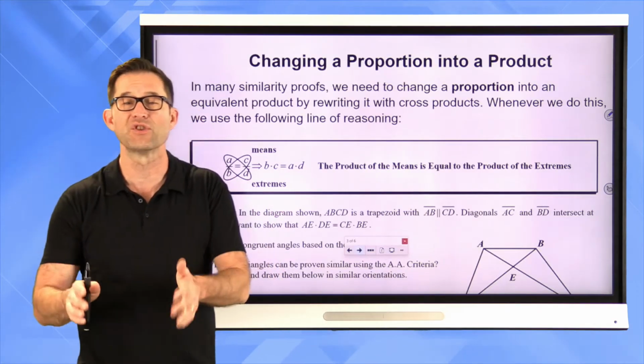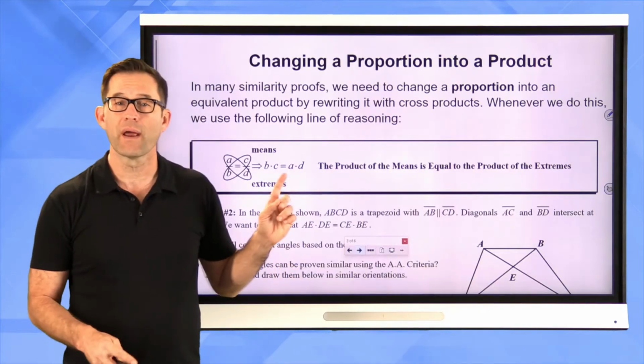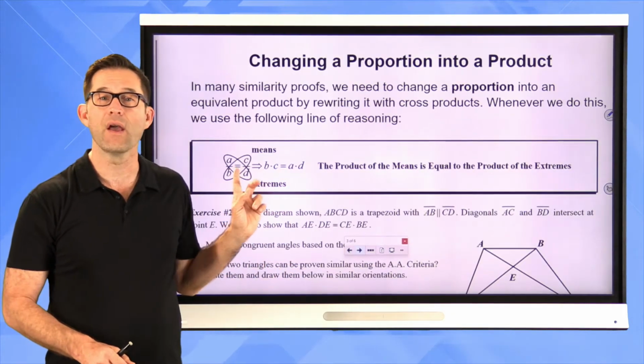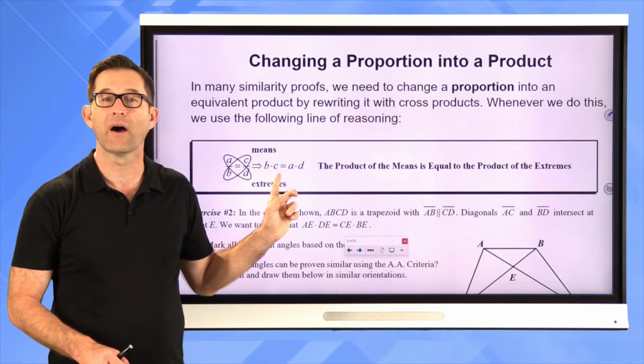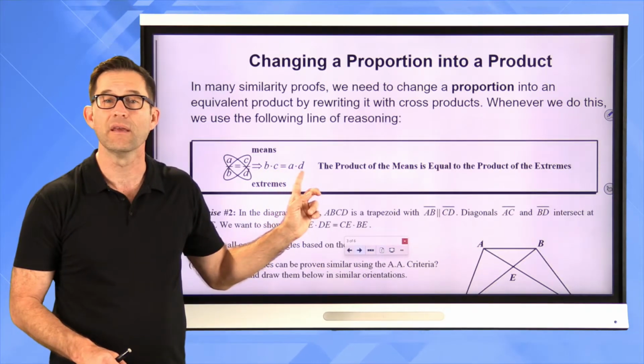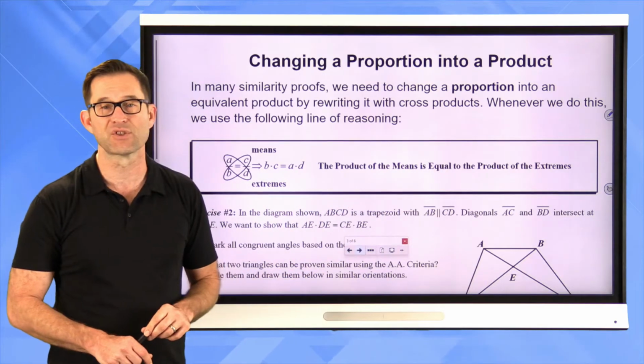So you know, in proofs, you always have a statement, and then you always have a reason. So whenever we have something that looks like this, A over B equals C over D, and we change it into B times C equals A times D, we're going to say that the product of the means is equal to the product of the extremes.